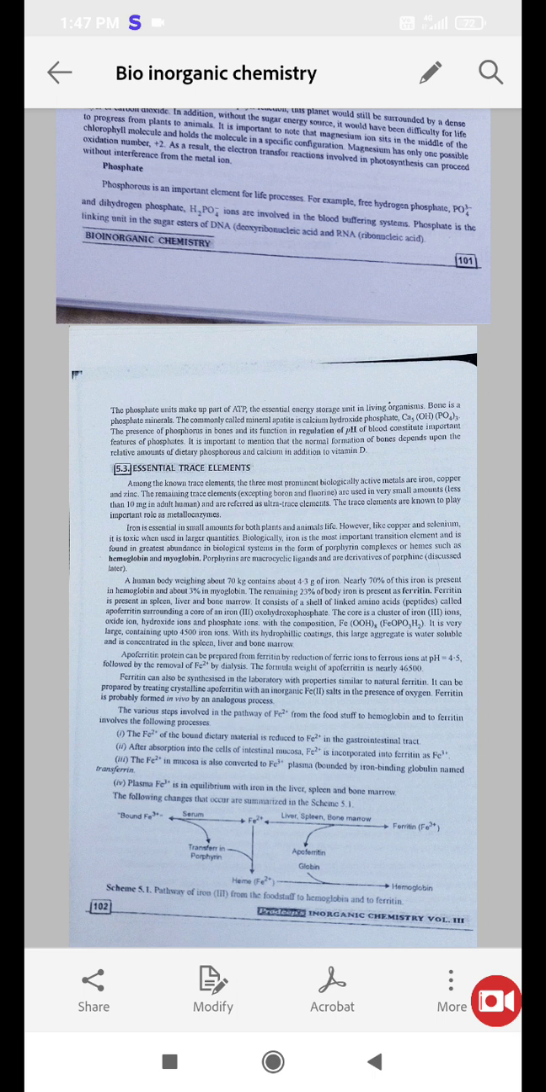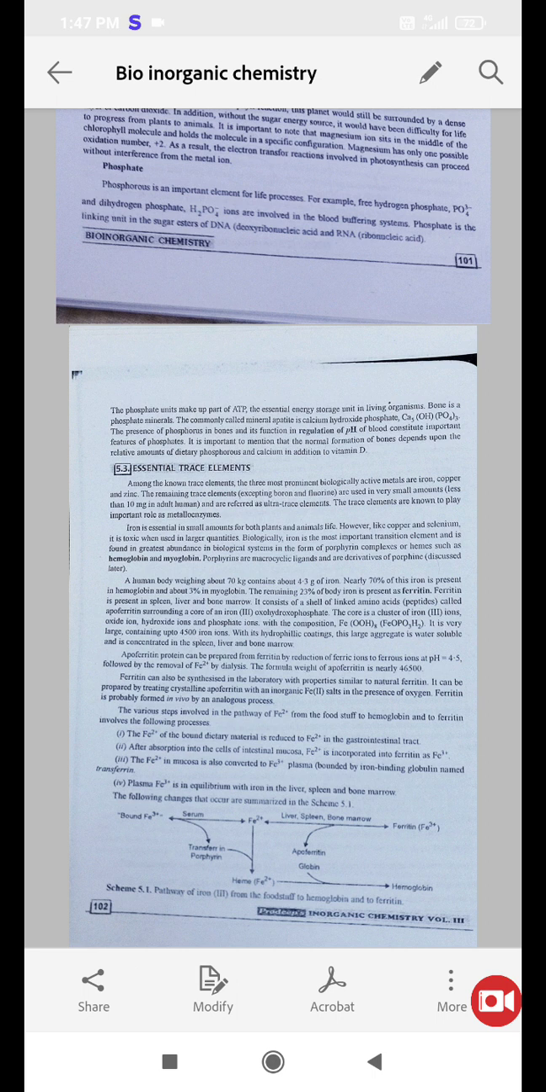A human body weighing about 70 kg contains about 4.3 grams of iron. Nearly 70% of this iron is present in hemoglobin and about 30% in myoglobin. The remaining 2/3 of body iron is present in ferritin. Ferritin is present in the spleen, liver, and bone marrow.